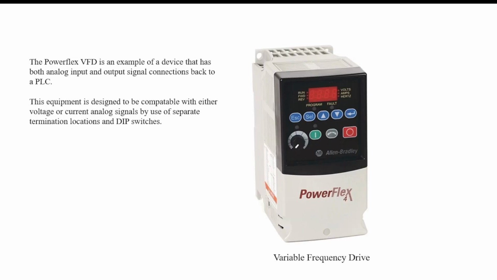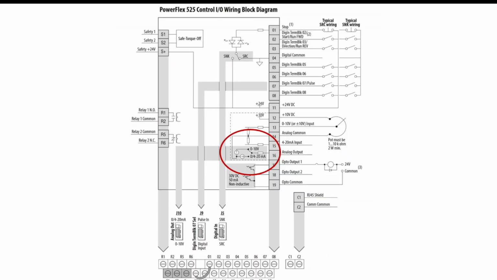There are different types of equipment out there that will utilize both analog input and analog output signals. A really common example is a VFD. This type of device will be capable of either voltage or current analog signals, and those voltage versus current signals will often be switched in the system with dip switches.